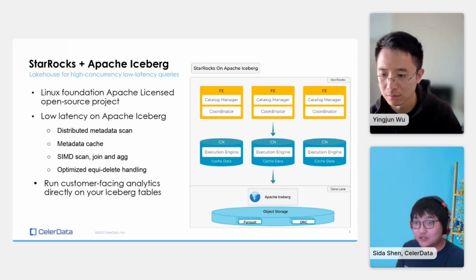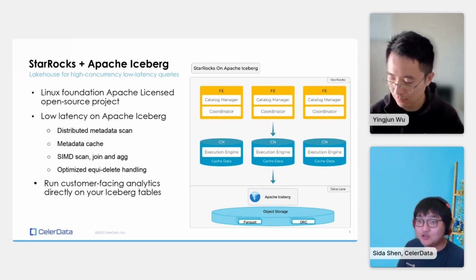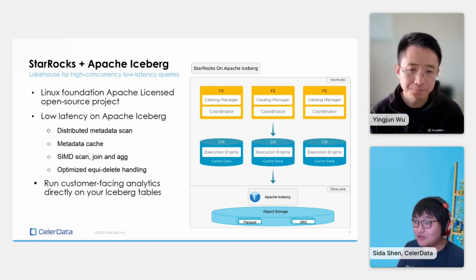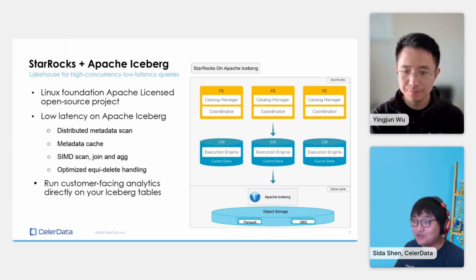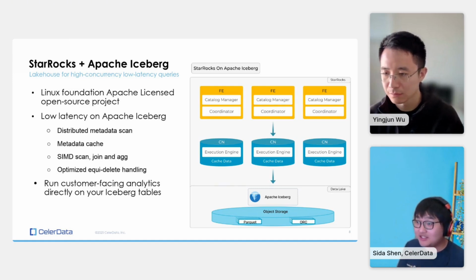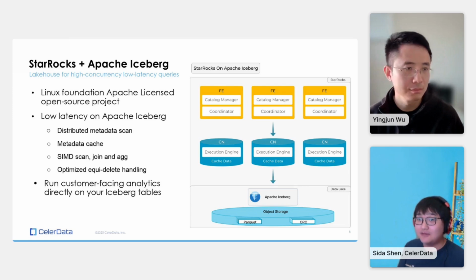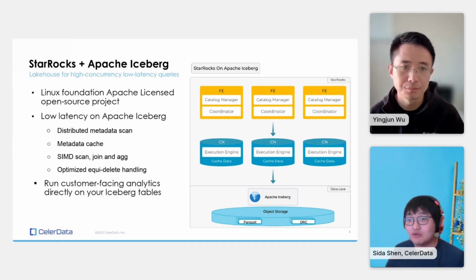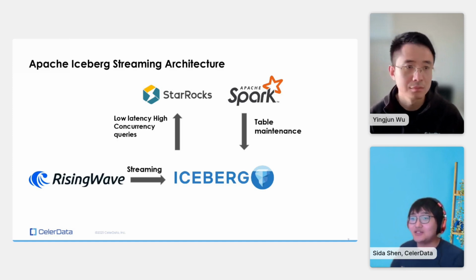SIMD: the execution engine is built in C++, so we're able to scan, join, and aggregate, doing all of the operators with SIMD, in micro batches. For OLAP, the more batch you run, the faster it's going to go, so this gives optimal performance for low latency workloads. There's also more detailed optimization, such as optimized equality delete handling, which you can use to get better data freshness while making sure the query runs fast. So basically you run customer-facing analytics directly on your Iceberg tables. So this is StarRocks and RisingWave.